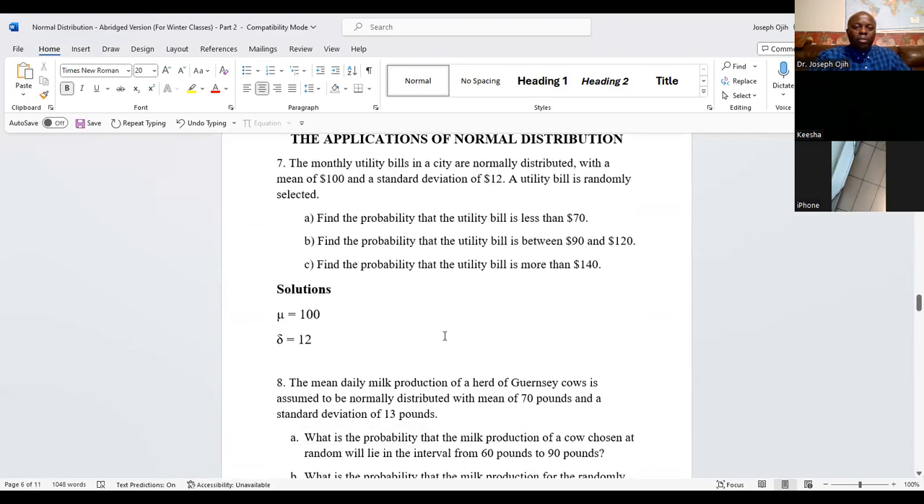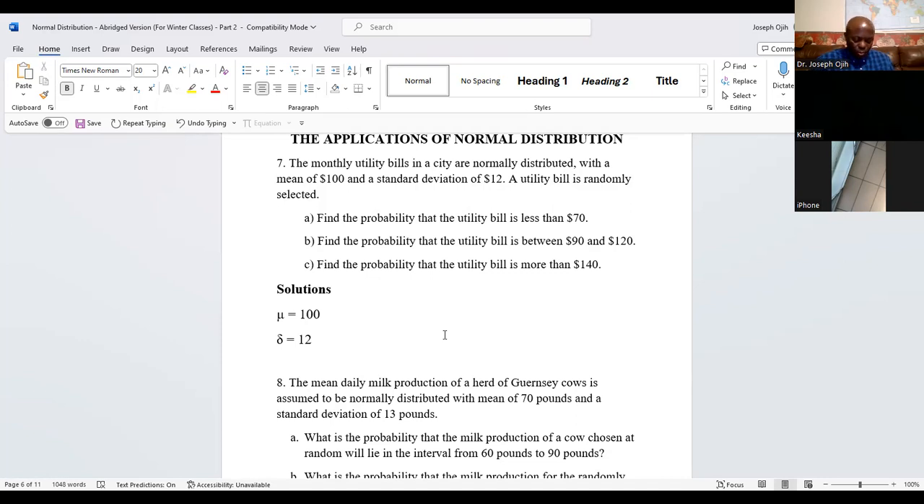Now, let's see the application here. It says that the monthly utility bills in a city are normally distributed with a mean of 100 and a standard deviation of 12. A utility bill is randomly selected. A, find the probability that the bill is less than $70. B, find the probability that the utility bill is between $90 and $120. C, find the probability that the bill is more than $140.